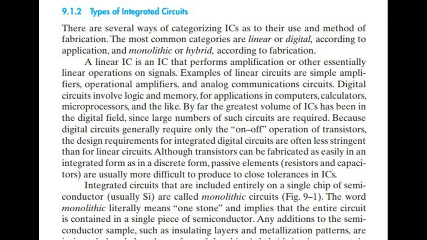Types of integrated circuits. There are several ways of categorizing integrated circuits as to their use and method of fabrication. The most common categories are linear or digital, according to application, and monolithic or hybrid, according to fabrication. A linear integrated circuit is an integrated circuit that performs amplification or other essentially linear operations on signals. Examples of linear circuits are simple amplifiers, operational amplifiers, and analog communications circuits. Digital circuits involve logic and memory, for applications in computers, calculators, microprocessors, and the like.